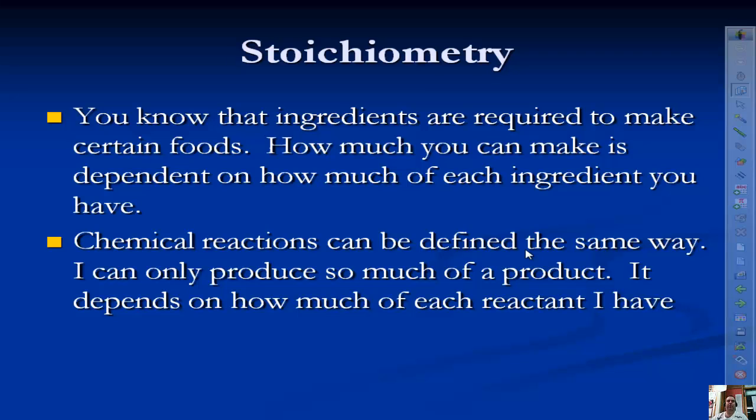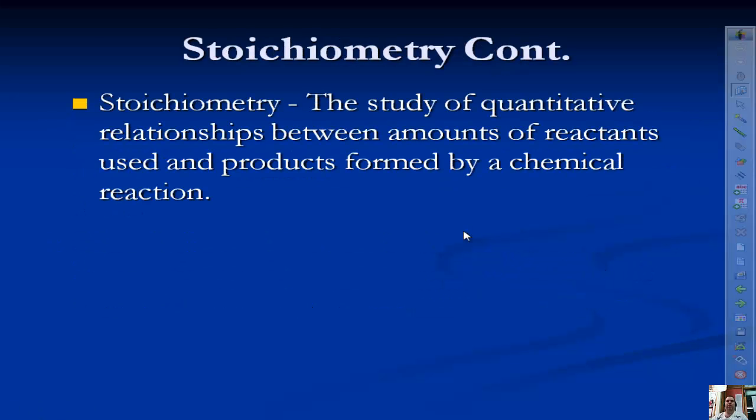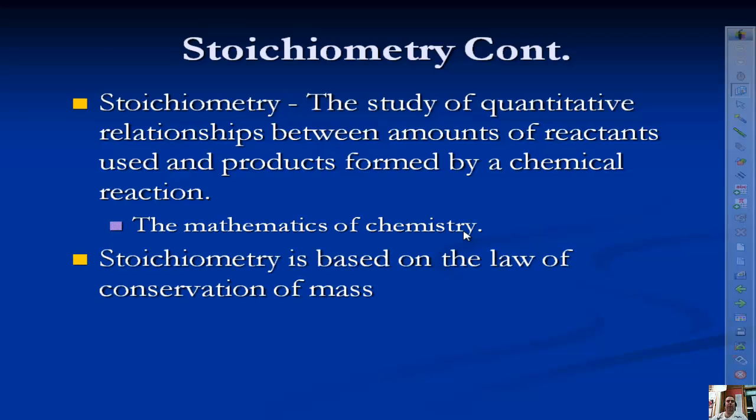Chemical reactions are much the same way. You can only produce as much product as you have of your individual reactants. Stoichiometry is the study of quantitative relationships between amounts of reactants used and the products formed by a chemical reaction. One other thing that I can throw in there that isn't in this definition is energy. When we look at exothermic and endothermic energy, certain amounts of energy will be produced, and certain amounts of energy will be required in the production of that product. It's really, like I said, the mathematics of chemistry.